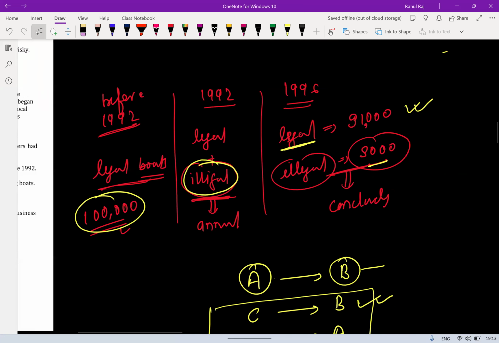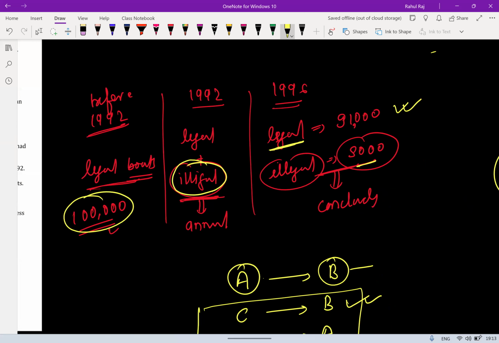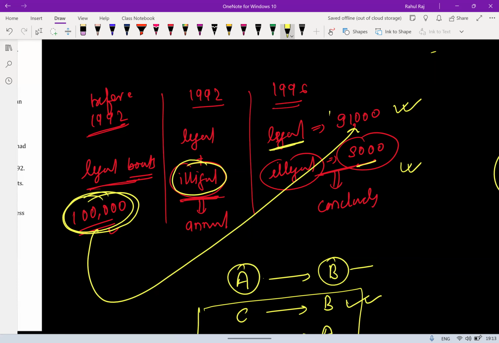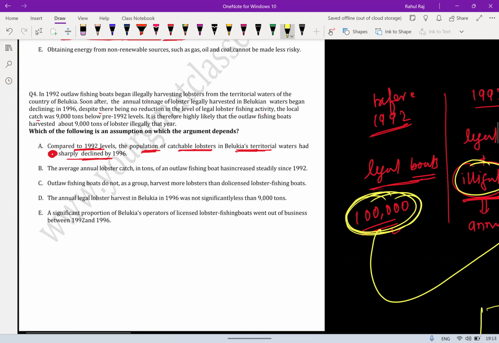This is trying to say that if I negate statement number 1, this 100,000 ton of lobsters has itself only declined to 91,000 ton. So the claim that illegal boats caught 9,000 ton is being weakened. If you negate statement number 1, what is happening? This 100,000 tons of lobster has itself declined to 91,000 ton. It's not that illegal boats caught 9,000 ton of lobster. No. If I negate statement number 1, I'm getting a logic that this 100,000 itself has become 91,000 ton. So that's a very classy answer.